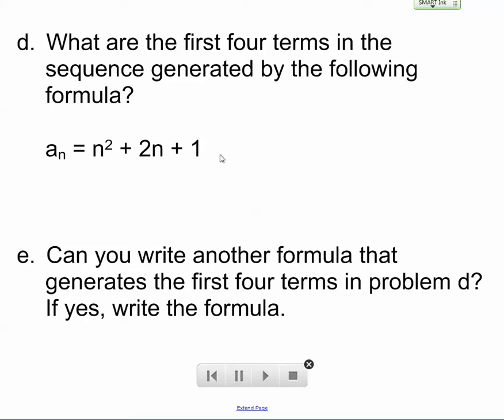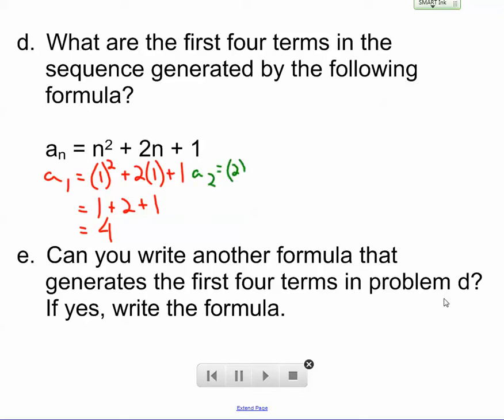Okay, so they give me a formula and they want me to find the first 4 terms. No problem. The value of the first term is 1 squared plus 2 times 1 plus 1. So that's like 1 plus 2 plus 1, which is 4. So there's my first term. The value of the second term would be 2 squared plus 2 times 2 plus 1, which is 4 plus 4 plus 1, which is 9.